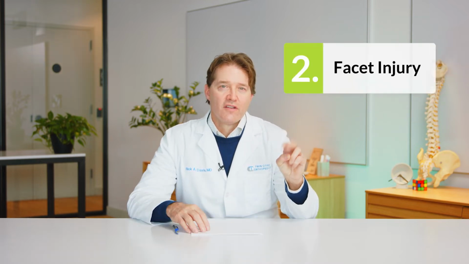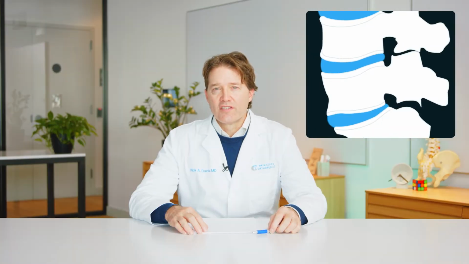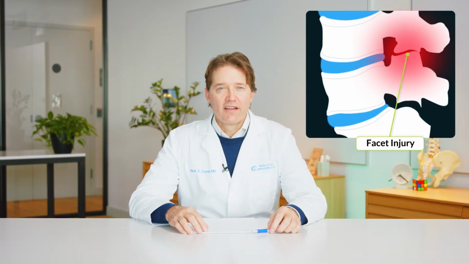Number 2, facet injury. Facet joint pain is another common cause of lower back pain that I see. The facet joints are located in the back of the spine, just underneath the muscle, and they act like shingles, and they limit the vertebrae, the bones in your spine, from moving excessively. So this facet joint, which is like a shingle, can rub or get pulled apart depending on the type of injury you have.